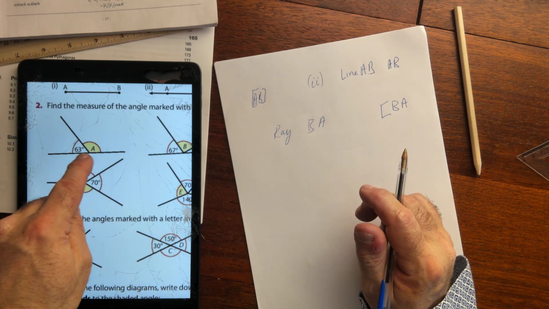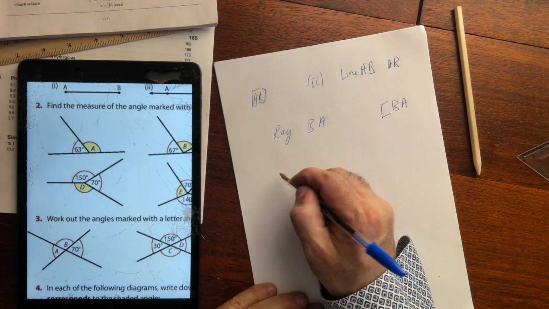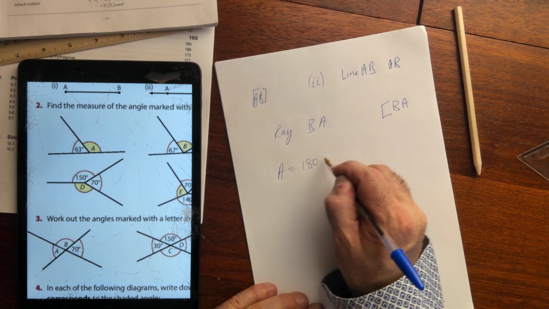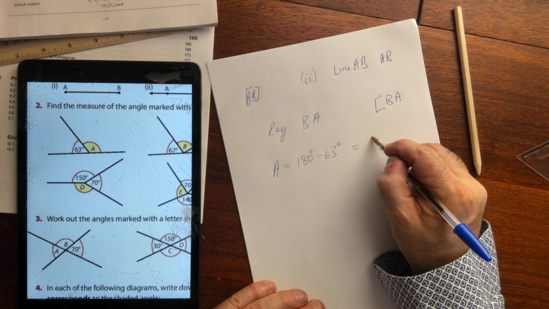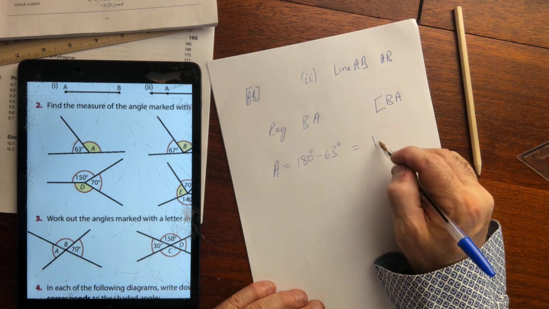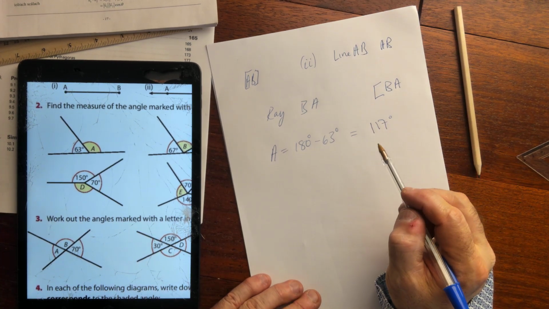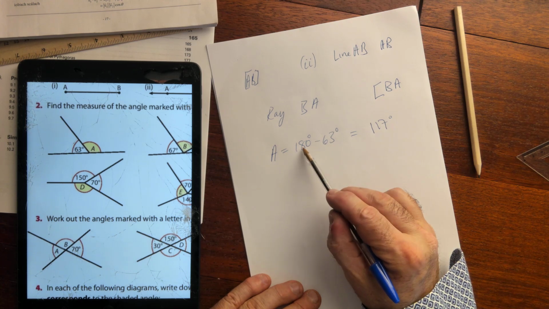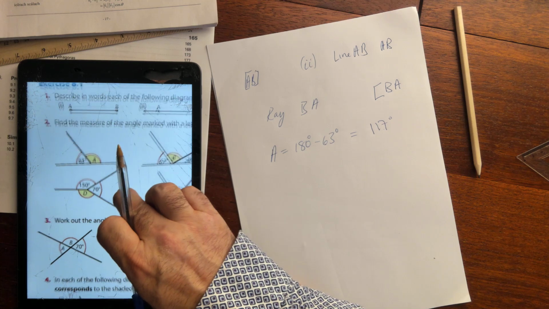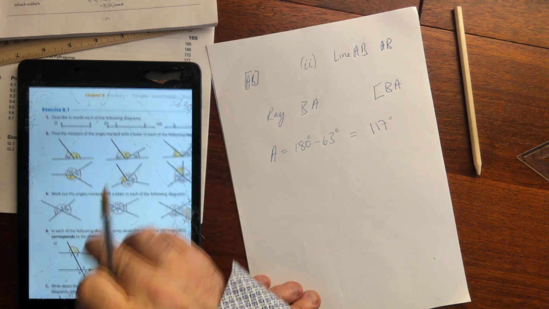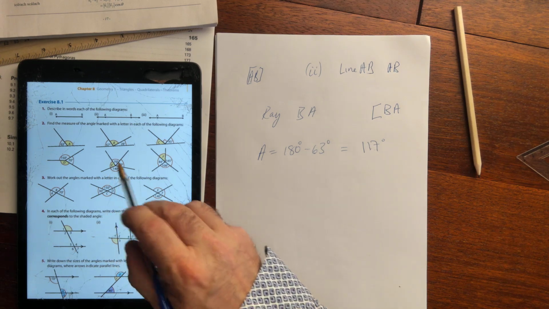So 63 degrees and A form a straight angle. Okay, so A equals 180 degrees minus 63 degrees equals 117 degrees. Okay, 6 away from 7 is 1, 3 away from 10 is 7. Okay, I'm just going to spread them out the way correspondingly to how they are here.